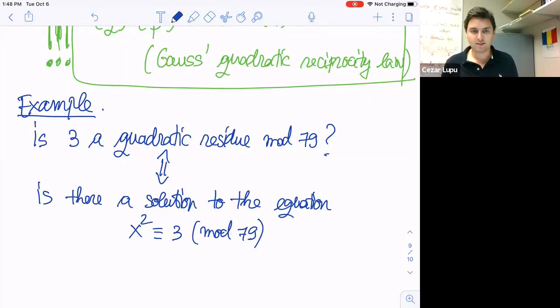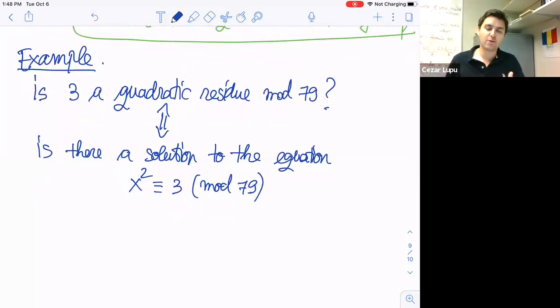Well, as you can see, 79 is a pretty large number, and I don't want to do any brute force as we have done in the previous example, right? We checked all the squares all the way to 78. Imagine doing this, taking all the numbers from 1 to 78. Don't do that. That's why you need to use the properties of the Legendre symbol. So don't use brute force.